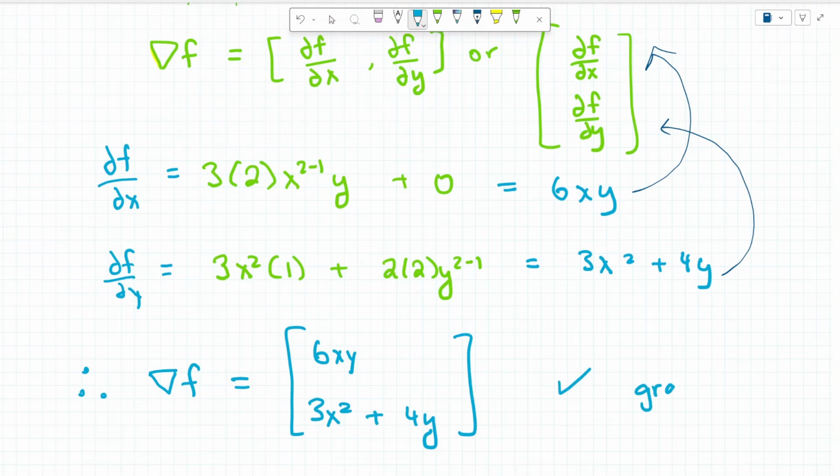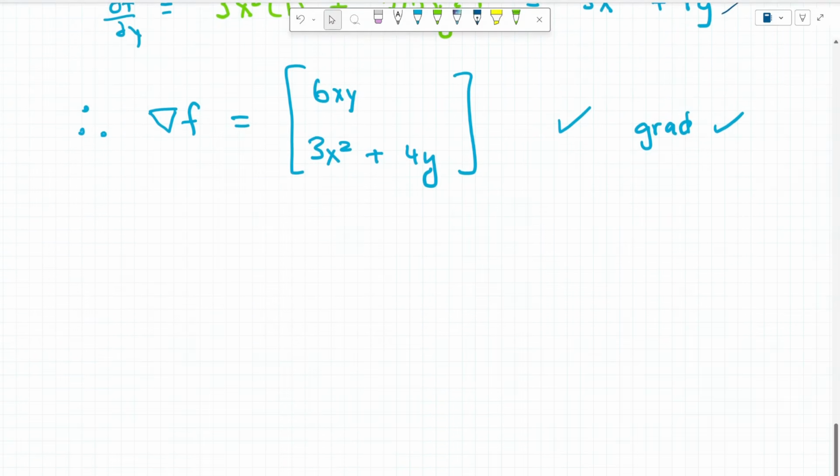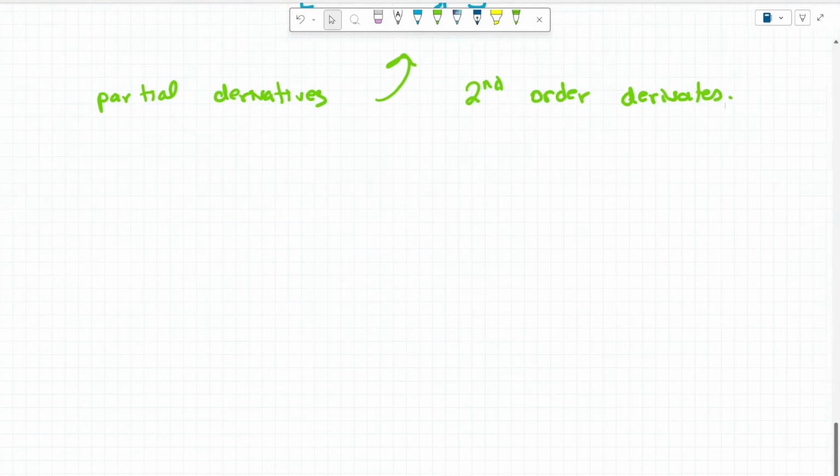So now the second part of this problem was to find the Hessian matrix. Remember, we said that the Hessian essentially is the derivative of the gradient. So what we need to do now is find the partial derivatives of our gradient in order to find our Hessian. So essentially we need to take the second order partial derivatives of this gradient. So let's write out all the values that we are going to need.